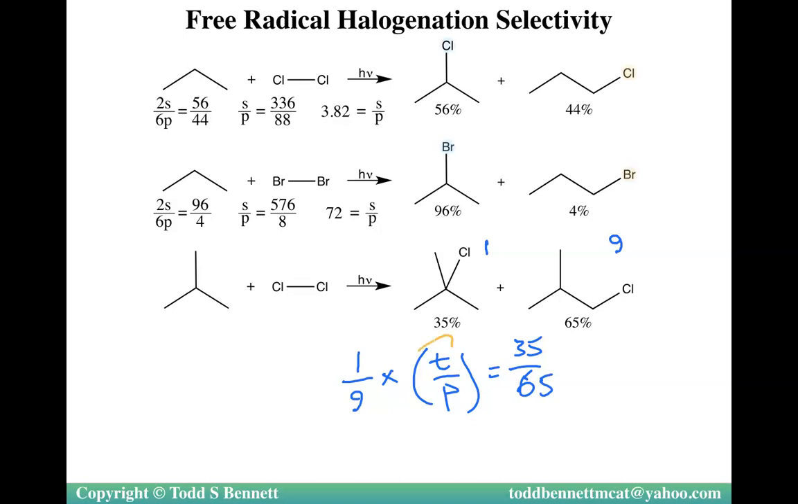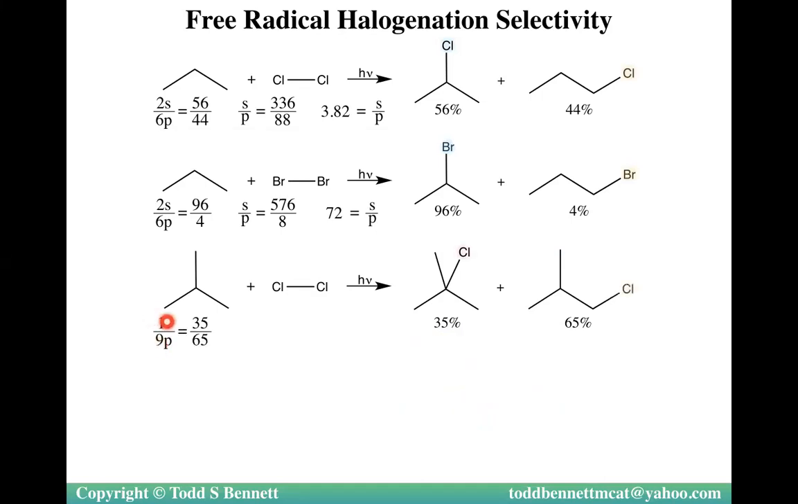And so I'm solving for this preference. How much does it prefer tertiary over primary? When I multiply by 9 on the side to solve for this, multiplying by 1 is not going to matter. It's going to be around 315 over 65, which means it's going to be just barely under 5. So I'll get rid of my math, and the math shows up here.